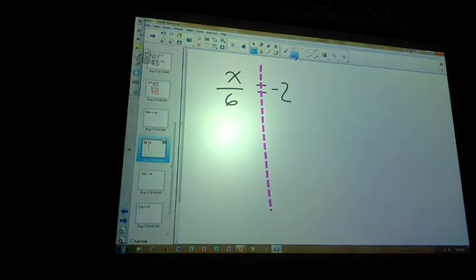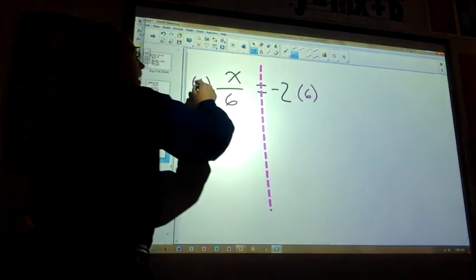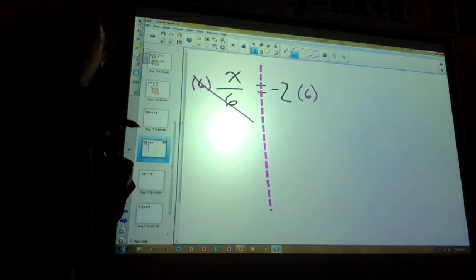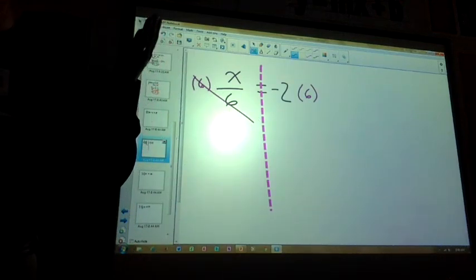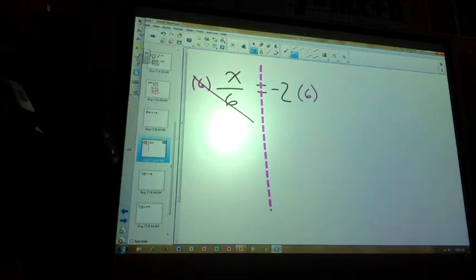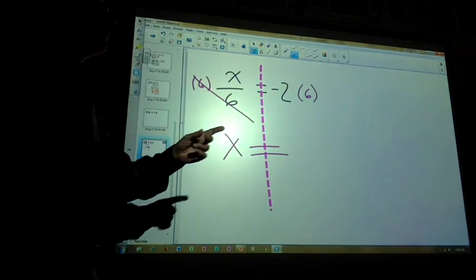What is the reciprocal property of division? Multiplication. So what do you feel I should multiply each side by to get X all alone? 6. So I'm going to multiply this side by 6, and I'm going to multiply this side by 6. What happens with this 6 and this 6? They cancel each other out, leaving just 1x, and 1x is? Negative 12.